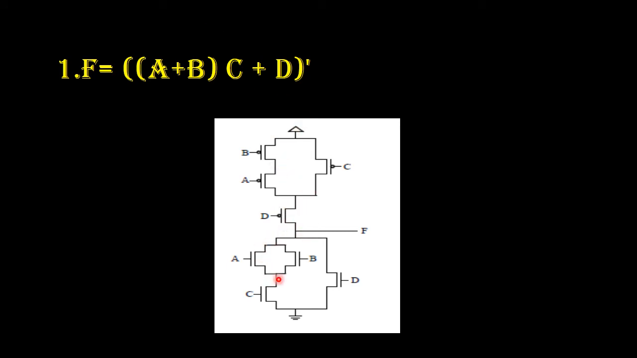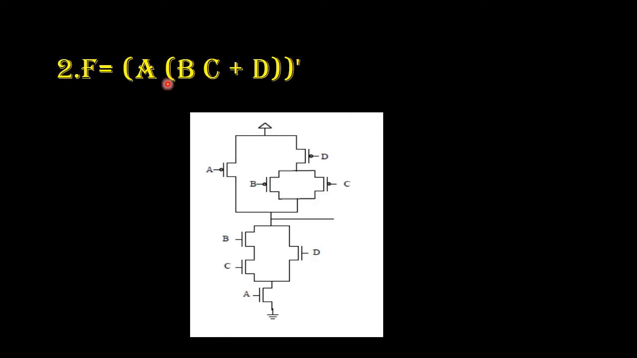Then similarly for NMOS transistor. So if you are having a sum term, then NMOS transistor should be connected in parallel. So A and B in parallel. Then product means C is in series with A and B. Then again sum means again parallel. So D is in parallel with the whole term, that is A plus B into C. So this is the logic diagram for this expression.